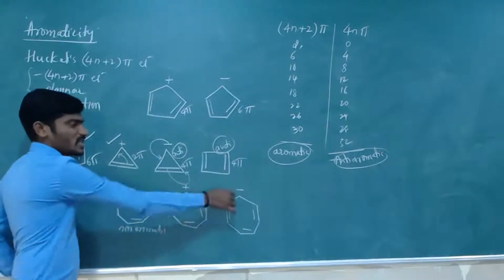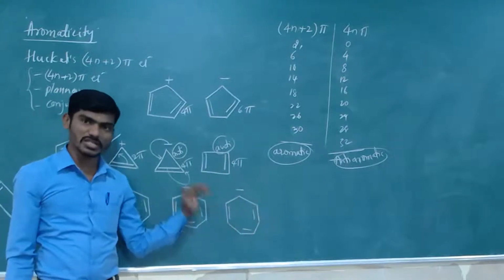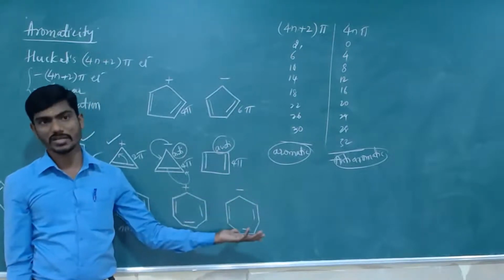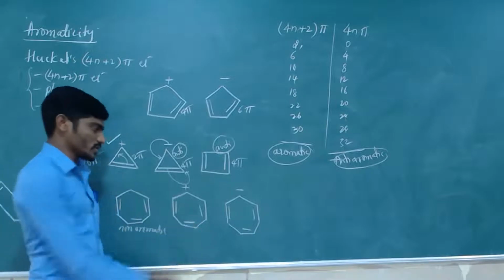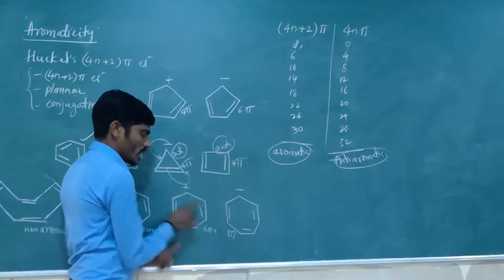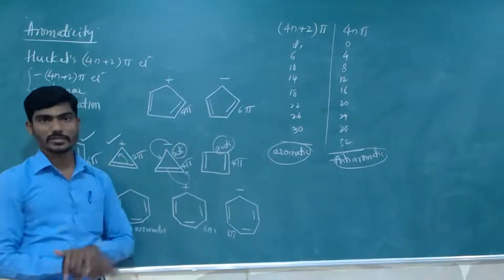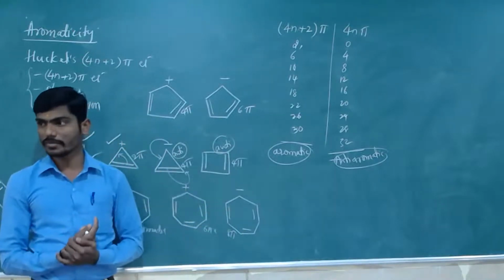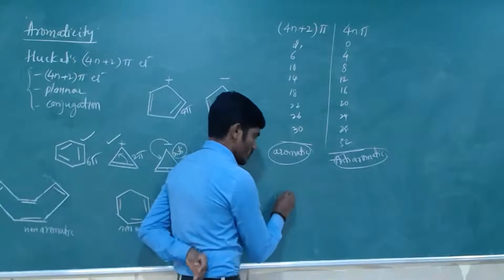Whereas plus or minus, delocalization is there, cyclic structure. Now check the pi electrons. Here it is 6 pi electrons, and here it is 8 pi electrons. It is aromatic and it is anti-aromatic. What about this?